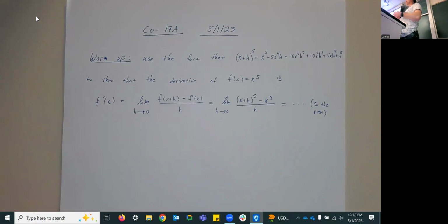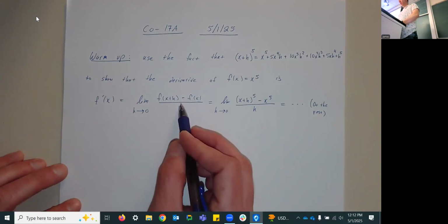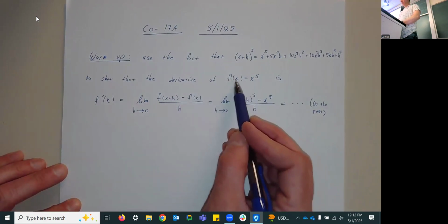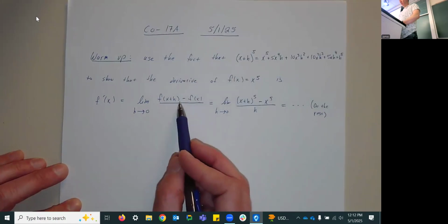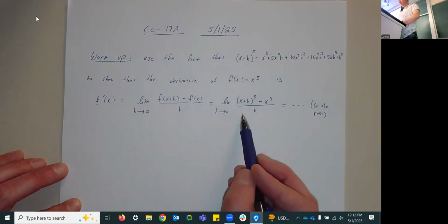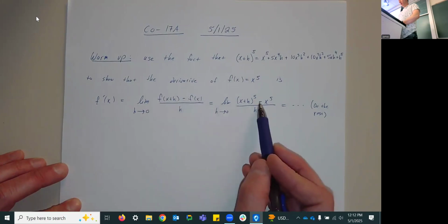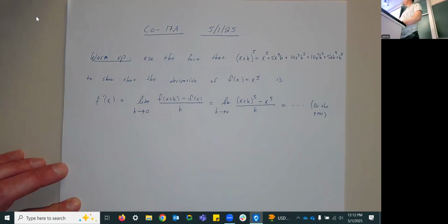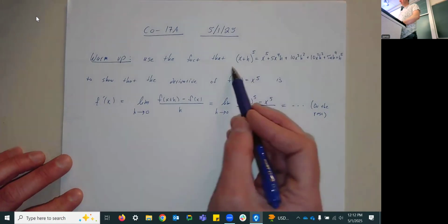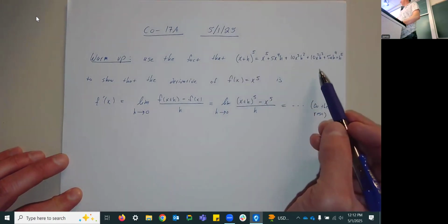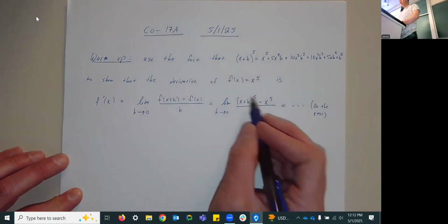And now we're just substituting in the actual function. So instead of writing f of x plus h, well, since my function is f of x equals x to the fifth, my f of x plus h is going to be x plus h to the fifth. And then minus f of x is minus x to the fifth, all divided by h. And now we're just going to use this thing that's been given to us, which is kind of a lot to write, but it's there. And we're going to replace x plus h to the fifth with all that.